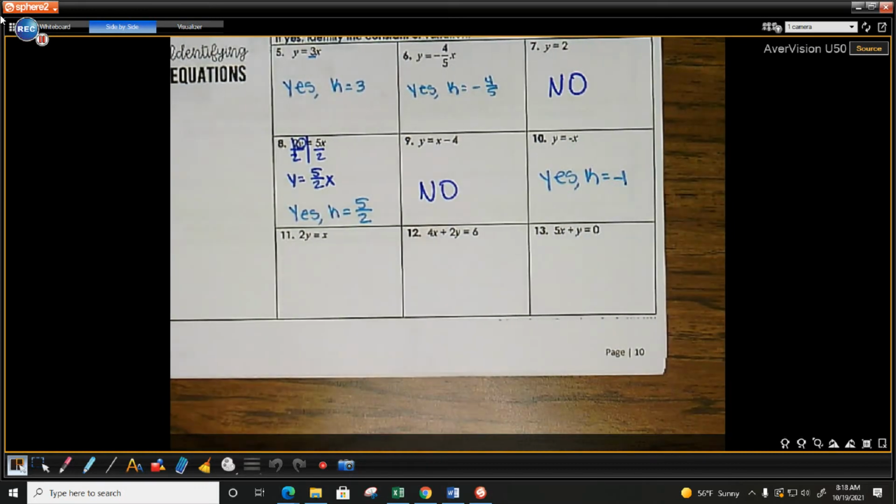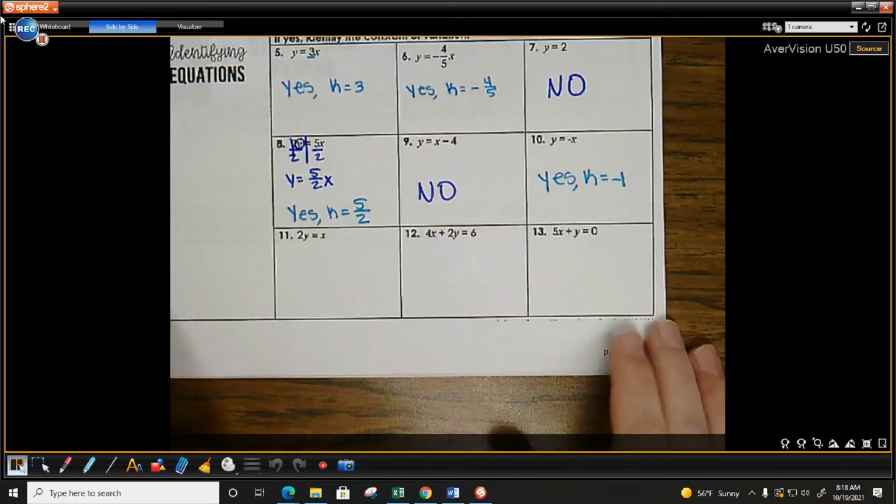Don't include the x. Just like when we identify our slopes, you don't include the x. When you're identifying your k, your constant of variation, don't include the x. Your slope and your constant of variation is x's coefficient. Don't include x when we're stating what it is.